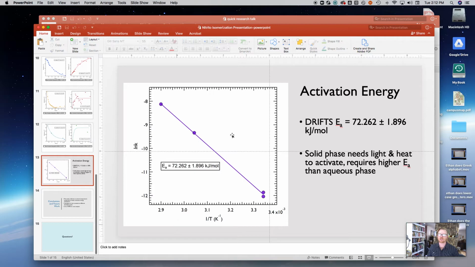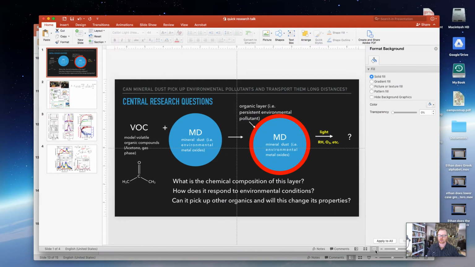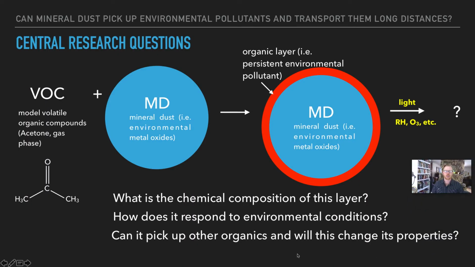So I want to show just one more thing you can do with DRIFTS. This is what I do in my research, so shameless plug on my own research. What I'm interested in is heterogeneous atmospheric chemistry. I'm interested in how small gas phase molecules, volatile organic compounds, such as something like acetone, could get picked up by an aerosol, in this case mineral dust, and then physically stick to that particle and get transported long distances.